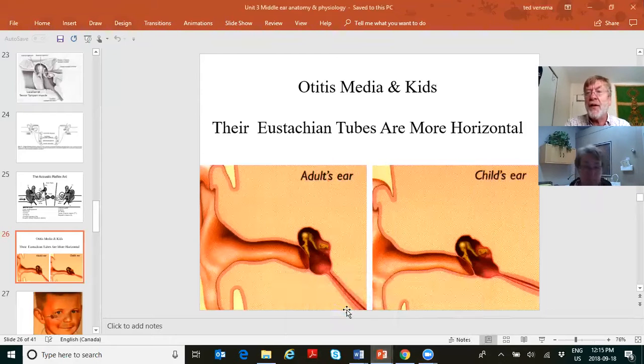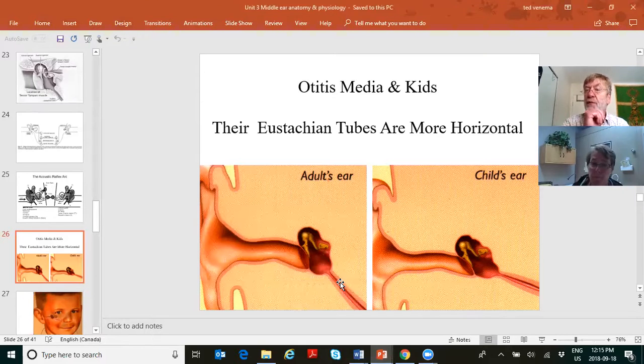Here's an adult ear. Here's a child's ear. An adult ear canal and a child's ear canal, similar, okay? But the eustachian tube in an adult is more vertical. The eustachian tube in a child is more horizontal. And that should speak as to why infection can crawl up a child's eustachian tube quicker than through an adult eustachian tube. Where does the eustachian tube end?